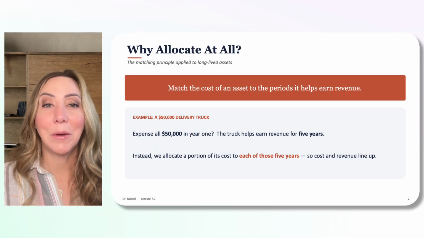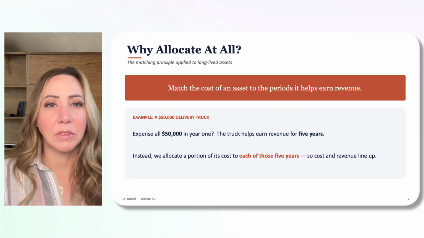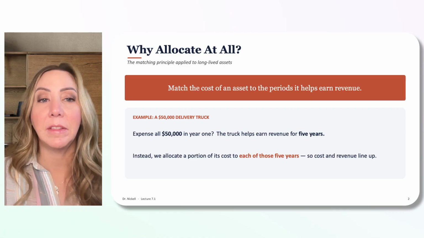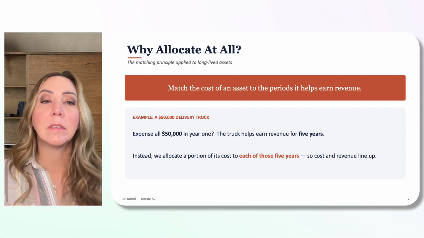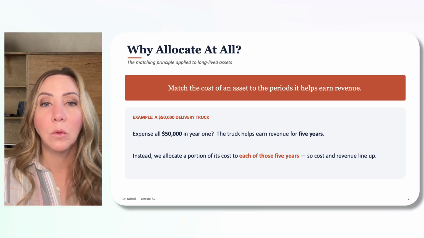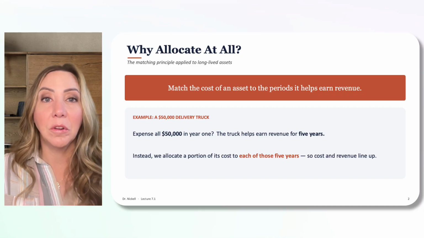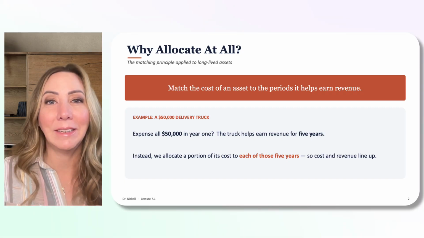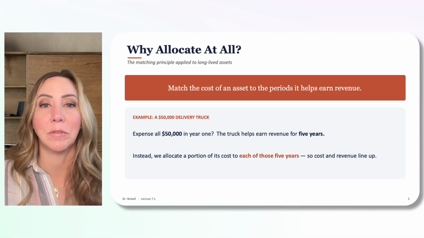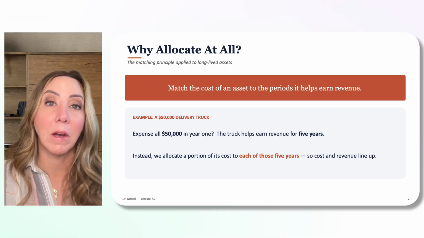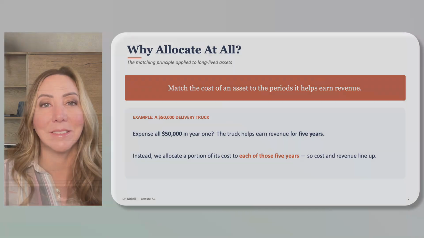So why do we spread the cost out at all, instead of just expensing the whole thing the year that we buy it? Think back to the matching principle. When a company buys a delivery truck for $50,000, that truck's going to help us generate revenue for, say, 5 years. If we expensed the entire $50,000 in year one, we'd slam all of that cost into a single year and then show 4 more years of revenue with no truck cost at all. That doesn't really reflect reality, and it's not useful for assessing a company's performance. The truck helps us earn revenue in every one of those 5 years. So we need to allocate a portion of its cost to each of those years. Allocation is just the matching principle applied to long-lived assets.